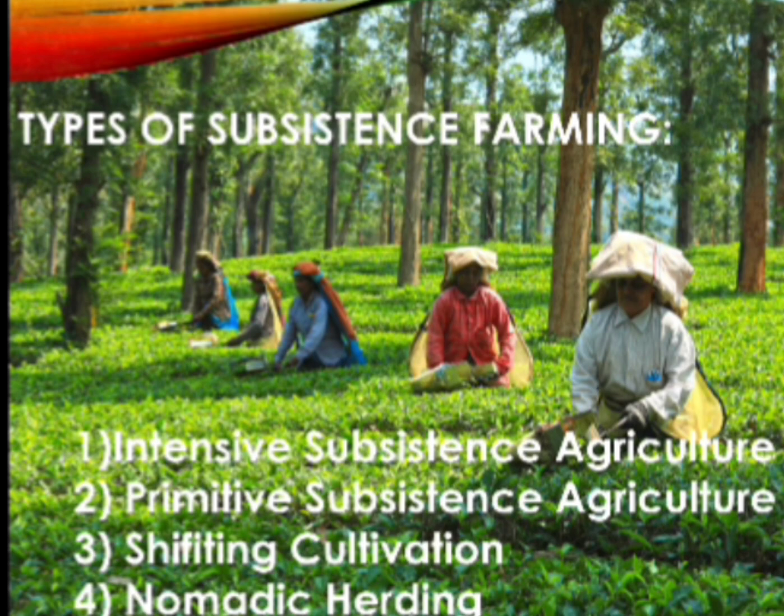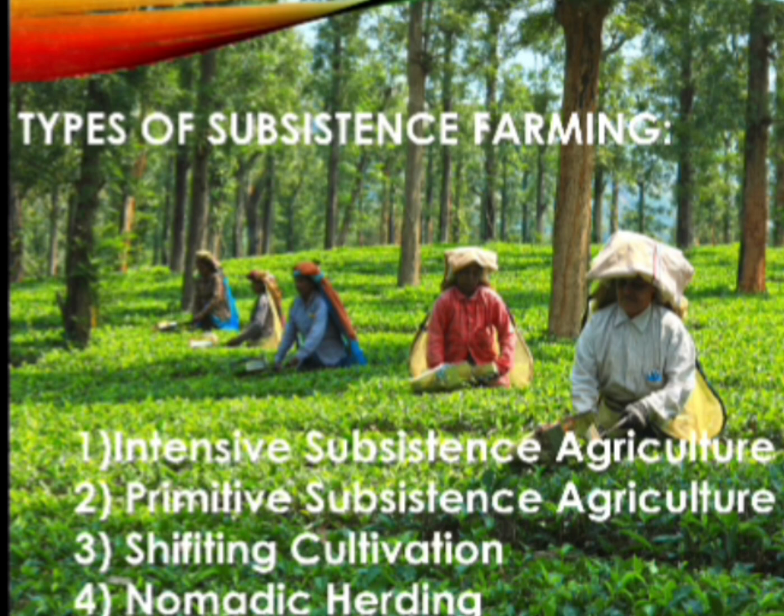Now, the second one, primitive subsistence agriculture, includes two types of cultivation. The first one is shifting cultivation, and the second one is nomadic herding. In shifting cultivation, the plot of land is cleared by burning the trees. The ash is then mixed with the soil, and crops like maize, yam, potatoes, and cassava are grown. After the soil loses its fertility, that land is abandoned and the cultivator moves to a new plot.